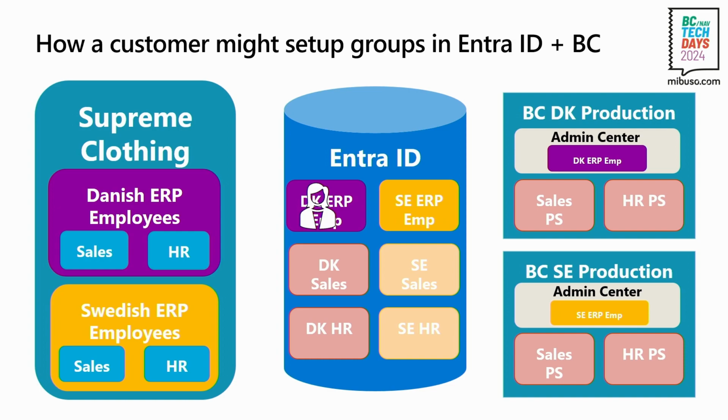All you had to do is add them to two security groups. One is the DK ERP one, where they directly inherit the license that they need for Business Central. They would also get into only the production environment for Denmark. So that's done straight away. And the moment you add them to the sales security group, they will inherit the permission set automatically. And that's the only setup you have to do.